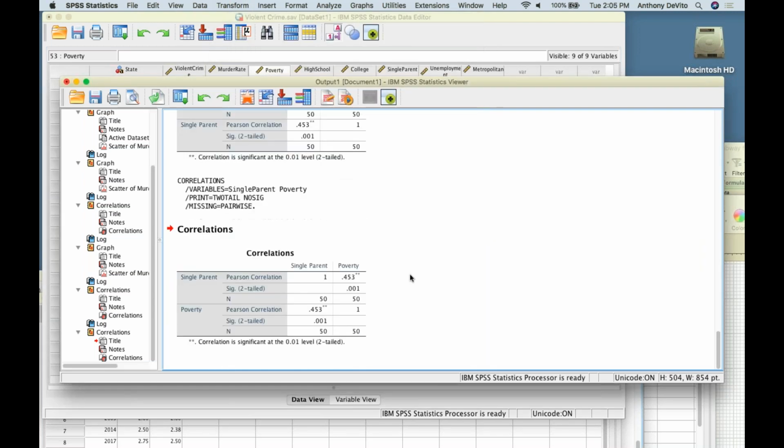Okay, so what do we got here? The correlation is 0.453, right? Similar to the other correlation we got. And the significance is less than 0.05. So I can reject the null hypothesis that there's no association and say, gee, there is an association. States that have higher rates of single parent families have higher rates of poverty as well, right? Seems causal.